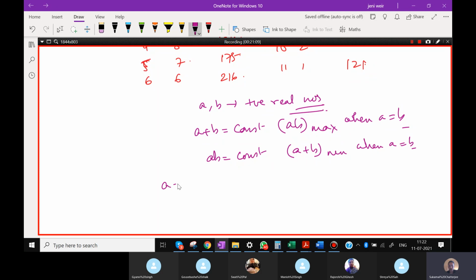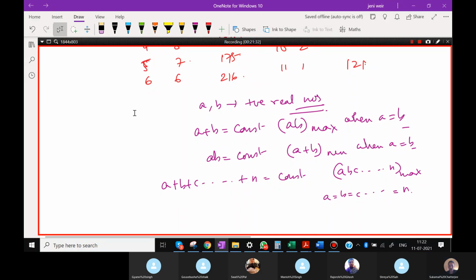And this is true for more than two numbers also. That means if a plus b plus c up to n is a constant, then the product of a, b, c, etc. up to n will be maximum when a is equal to b equal to c equal to n. And similarly, if the product is constant, their sum would be minimum when they are equal. This is the concept.